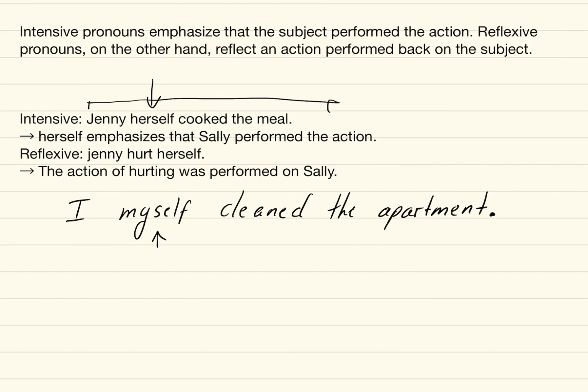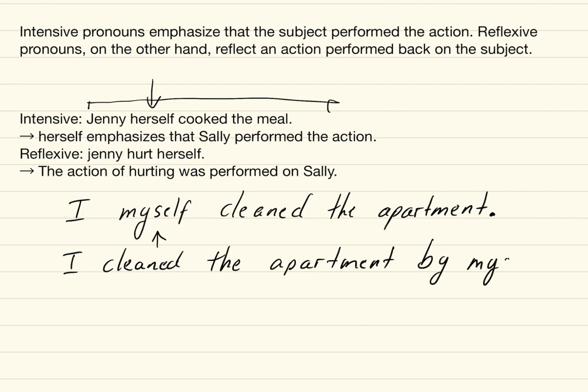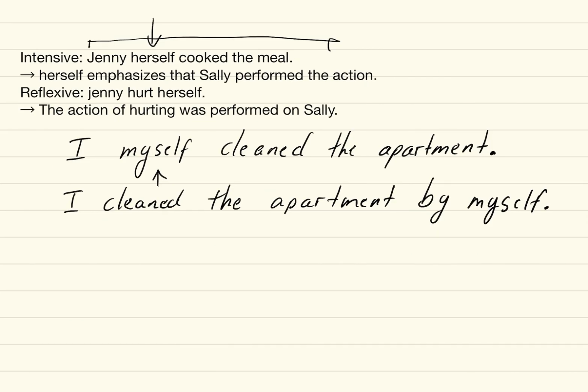Now there's another way you can write this. You could say I cleaned the apartment by myself. So this is coming after the preposition. You can think of your own examples, but essentially you're emphasizing you're the only one that did that particular action and no one else.